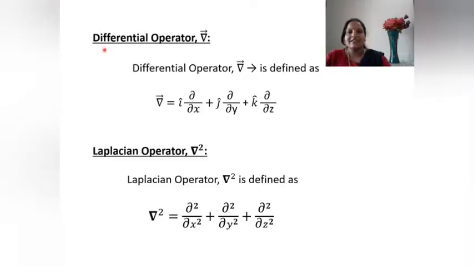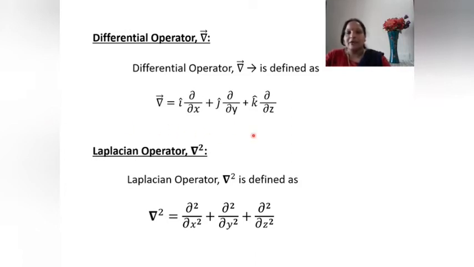Next is the differential operator or del operator. It is represented like this. Differential operator or del operator is defined as del is equal to i cap dou by dou x plus j cap dou by dou y plus k cap dou by dou z, where i cap, j cap and k cap are the unit vectors along x, y and z axis respectively.